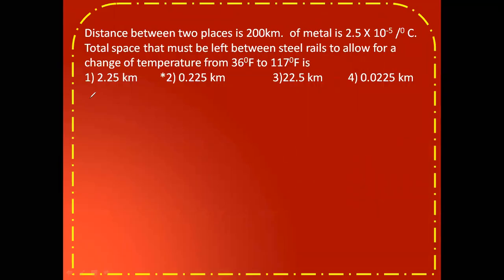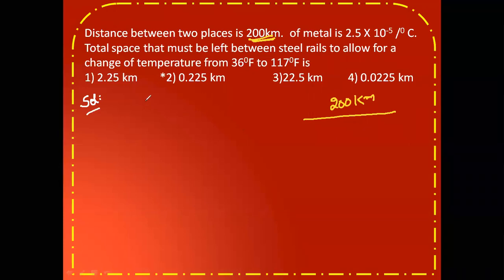Now I will continue the remaining session, remaining models. Let us see the model. The distance between the two places they gave as 200 kilometer. 200 kilometer is the distance between the two places. So this is given as 200 kilometer. That is the distance between the two places.